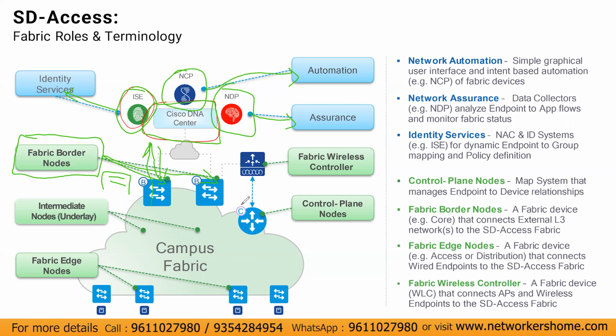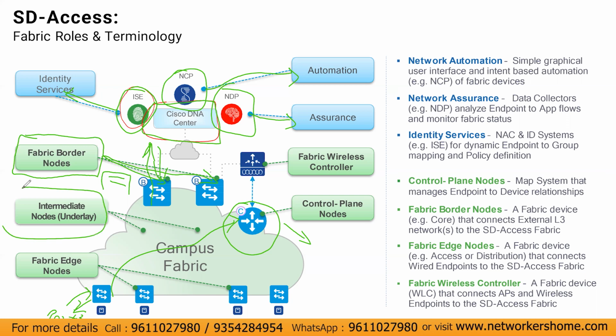The next important piece, control plane node. It keeps all information of where every endpoint is connected. Example, I am connected on port 3. As soon as I plug into this, no one but the control plane is first notified that I am connected on port 3.